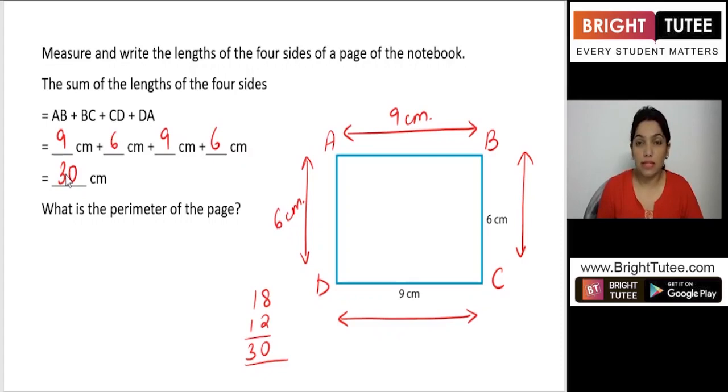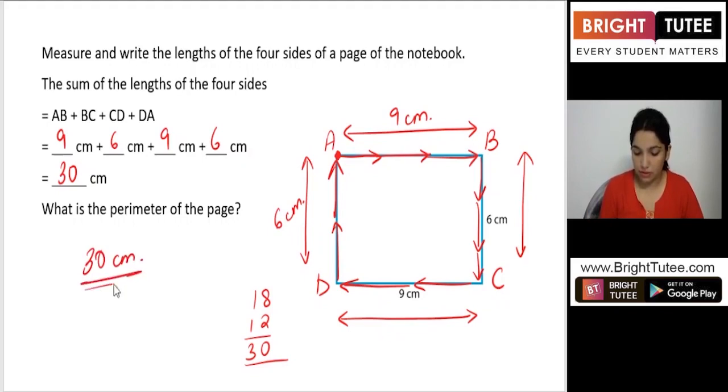So what are we doing basically? We have started from here, say point A. Then we are going all around this particular shape. And while we are going around all its boundary, we keep on adding the particular length we travel so that we reach back to the point A. So we are just going along the boundary and adding whatever distance we have traveled. So it says what is the perimeter of the page. It is 30 centimeters. I hope this is clear how we have calculated the perimeter for this particular notebook.